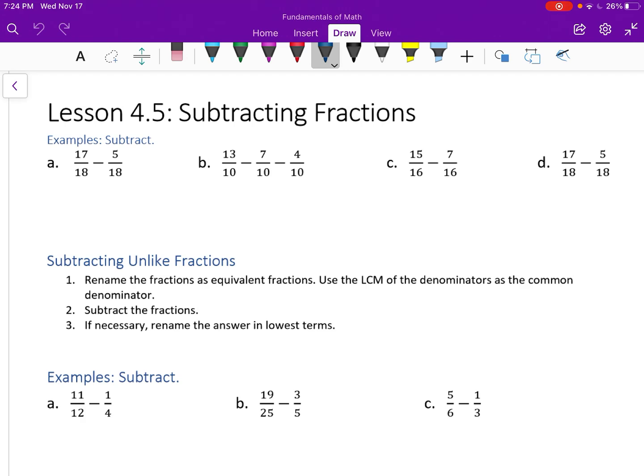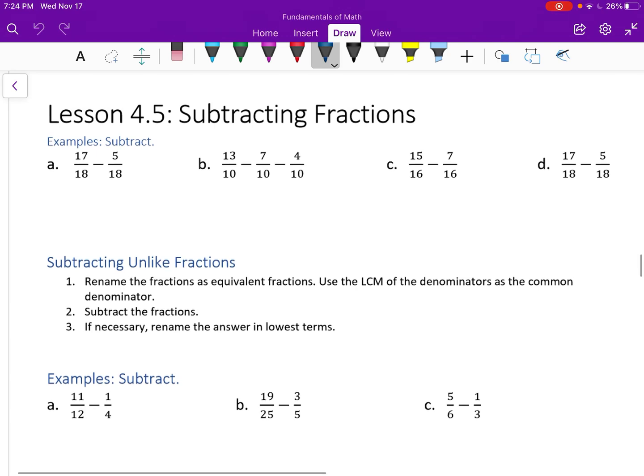So for part A, we have 17/18 minus 5/18. So if there's 17 of those things and we subtract 5, we're left with 12/18. And as we know, we should always put our answer in lowest terms. We see that here, both 12 and 18 are divisible by 6. So we divide those by 6, and we get 2/3.